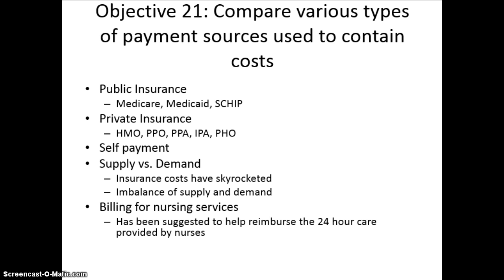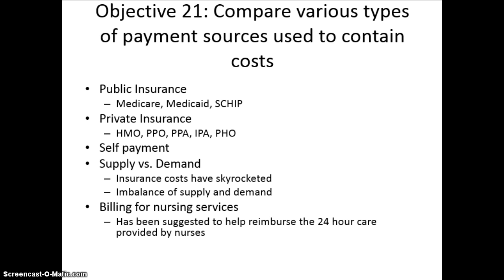Objective 21 says compare various types of payment sources used to contain costs. Again, public insurance includes Medicare, Medicaid, S-CHIP, and Hawkeye. These public insurances will only pay for certain amounts based on the DRGs, or the diagnostic related groups. Private insurance, again, does the same thing. There is a set fee for each diagnosis, regardless of how many services are provided, that the hospital facility will be reimbursed through the HMO, PPO, PPA, IPA, or PHO.